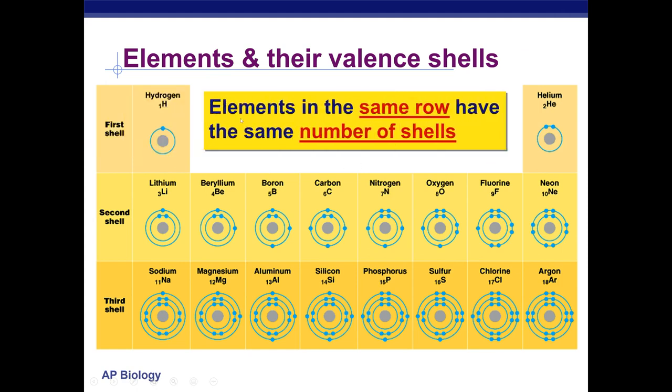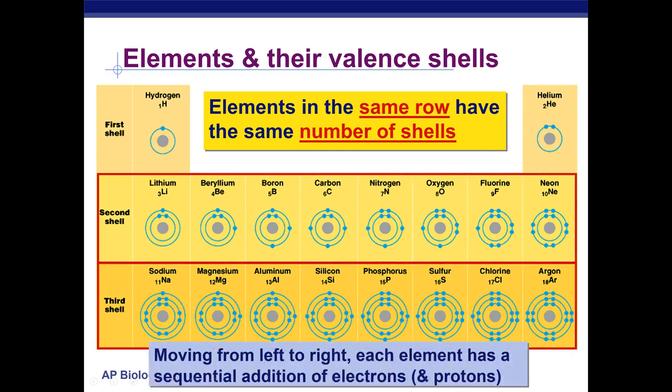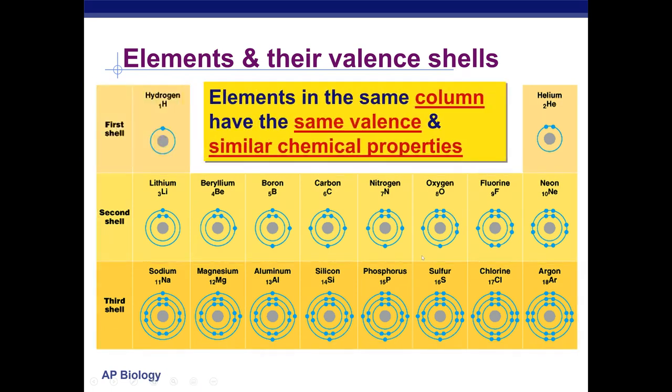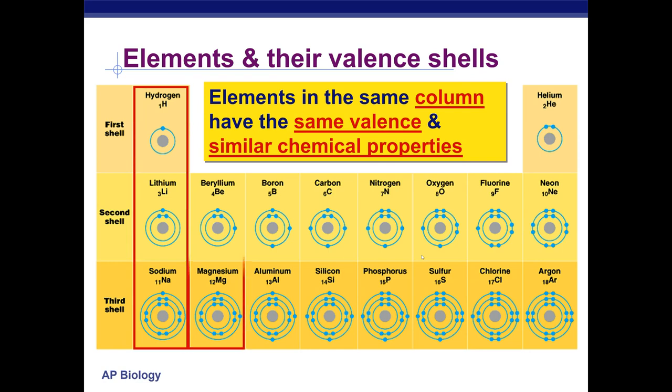So elements in the same row have the same number of shells. Okay, so all right, just more electrons across. That's what's going on there. Each element has a sequential addition of electrons and protons, and then in the columns I've already talked about, you have the same valence number and you have similar chemical properties.